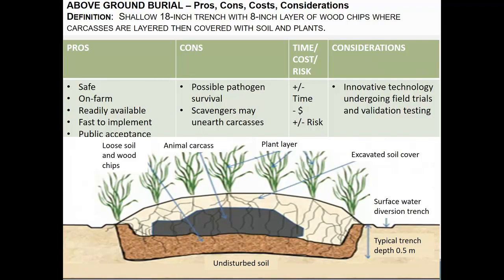In terms of above ground burial, it is done on farm. It's easy to implement. So it has the advantages of burial in being fast and cheap. It is more protective of the environment than burial, but does not heat up like composting. So we're currently doing these validation studies to determine how well that is going to perform. And overall, it takes moderate time and is relatively inexpensive, but again, until it's fully validated, we consider it to be moderately high risk.